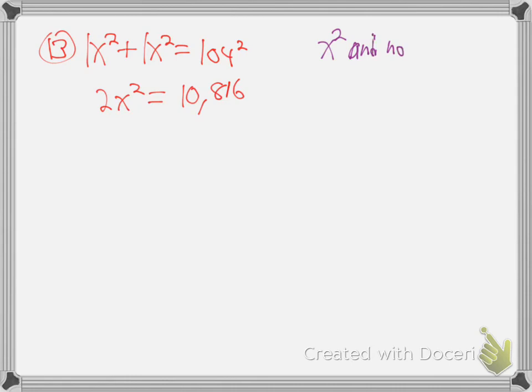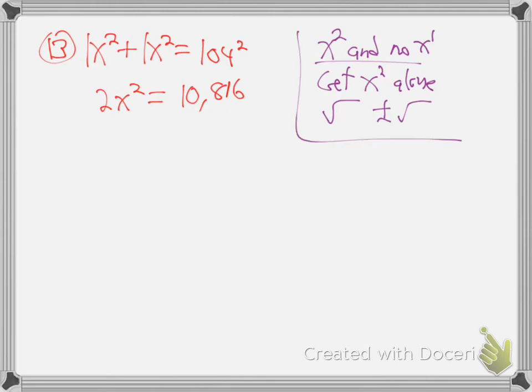Now, this one, when you have x squared and no x to the first power, like we just have x squared and numbers, those are easy. You don't have to do the quadratic formula or the factoring. Just get x squared alone and put the root and the plus or minus root. Those are simple. So I'm just going to divide by 2. And I get, these cancel, x squared equals 5,408.